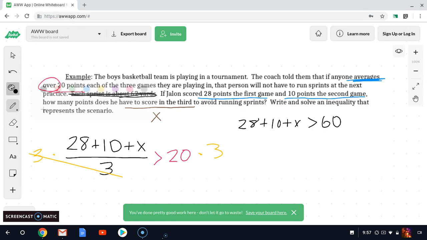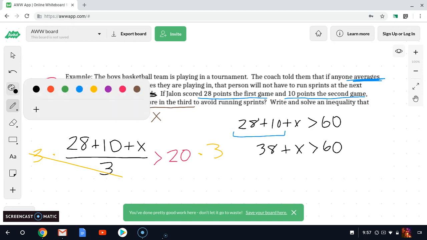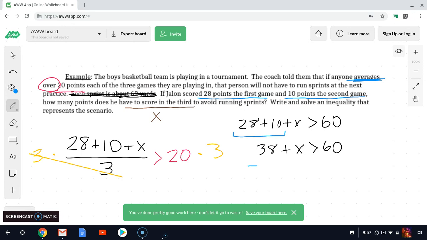So now we can go ahead and combine some like terms. We can combine the 28 and 10. They're both constants on the left-hand side. So 28 plus 10 is going to be 38. We still have plus x is greater than 60. To get the variable by itself, we want to subtract 38 from both sides.